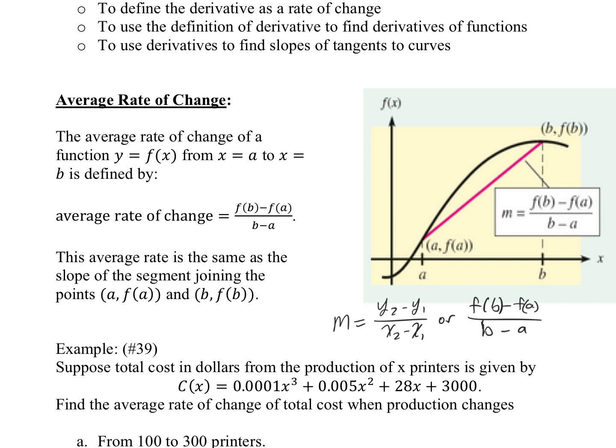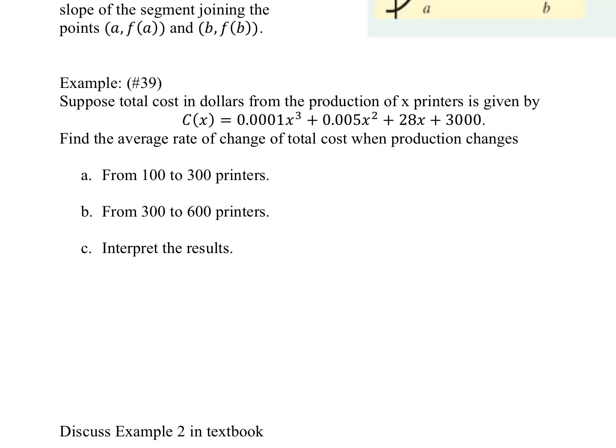But before we get too far ahead of ourselves, let's look at an example where we compute average rates of change. Suppose the total cost in dollars of the production of x printers is given by this cost function. We want to find the average rate of change of total cost when production changes over a couple different intervals.